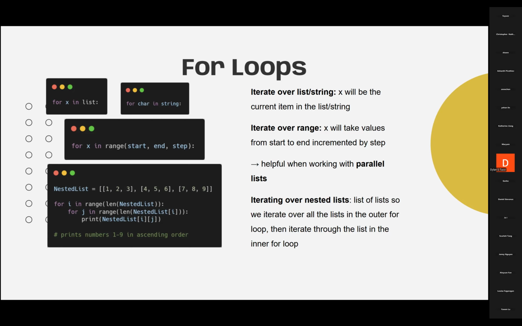And this range function is helpful when you're working with parallel lists, and we'll have some examples later. What is a parallel list? You have list 1 and list 2, and you want to traverse both of them at the same time, so it's better to use the range function here. And we can also iterate over nested lists. A nested list is a list with some lists inside. So in this example, it can first iterate over the lists inside the list, and then iterate over the elements inside the inner list.